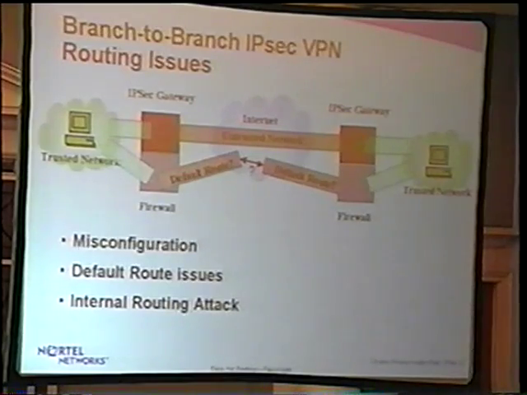So I've shown firewall next to the IPsec gateway. This might actually be a single device. So it could be a combined device that does the IPsec gateway functionality and the firewall. So some of the questions are, where does the default route point? What can happen with misconfiguration? What can happen with an internal routing attack?